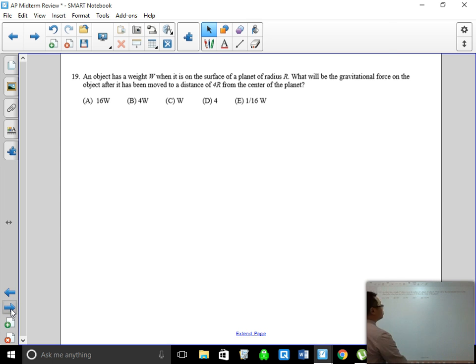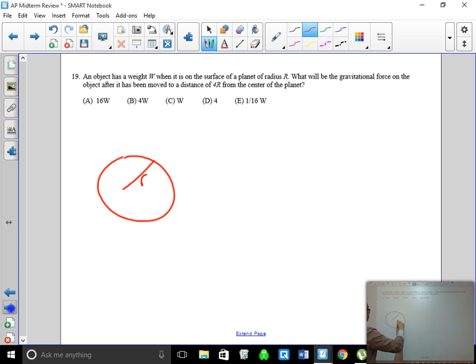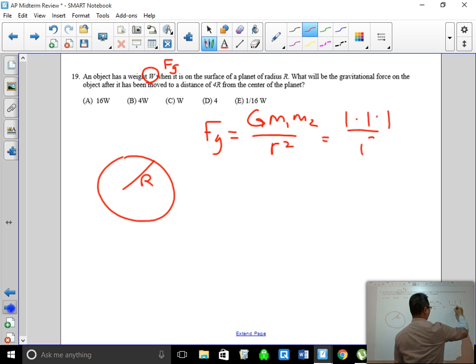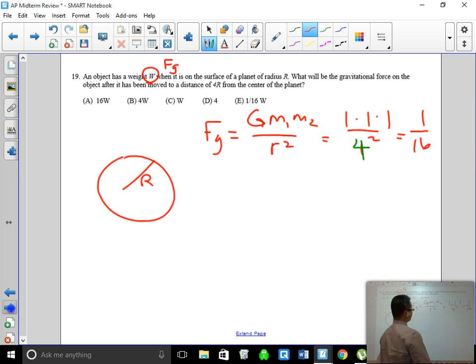An object has a weight when standing on a planet with a radius r. The weight is just a fancy way of saying gravitational force. And they ask us what happens to the gravitational force when you move away. Well, of course, the gravitational force formula between two objects is G m1 m2 over r squared. Now, the way I usually like to think about a multiplier question, I just make everything equal to 1. 1 times 1 times 1 over 1 squared. And if I move 4 times farther away, I end up with 1/16, which means I am 1/16 the weight that I was before. Choice E.